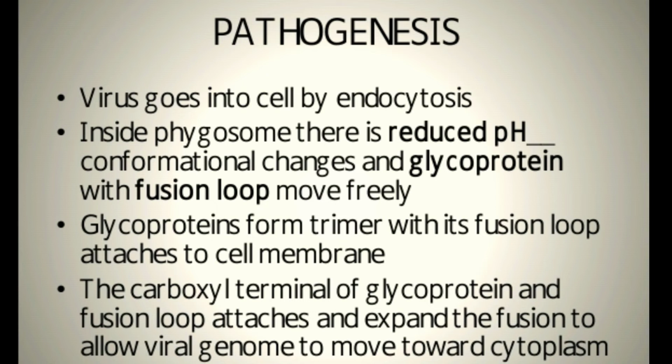Virus goes into the cell by endocytosis. Inside the phagosome there is reduced pH which allows the virus to undergo conformational changes and the glycoprotein with its fusion loop moves freely. The glycoproteins form trimers with their fusion loop and then they attach to the cell membrane of the phagosome. The carboxyl terminal of the glycoprotein and the fusion loop expand the fusion and allow the viral genome to move toward the cytoplasm.